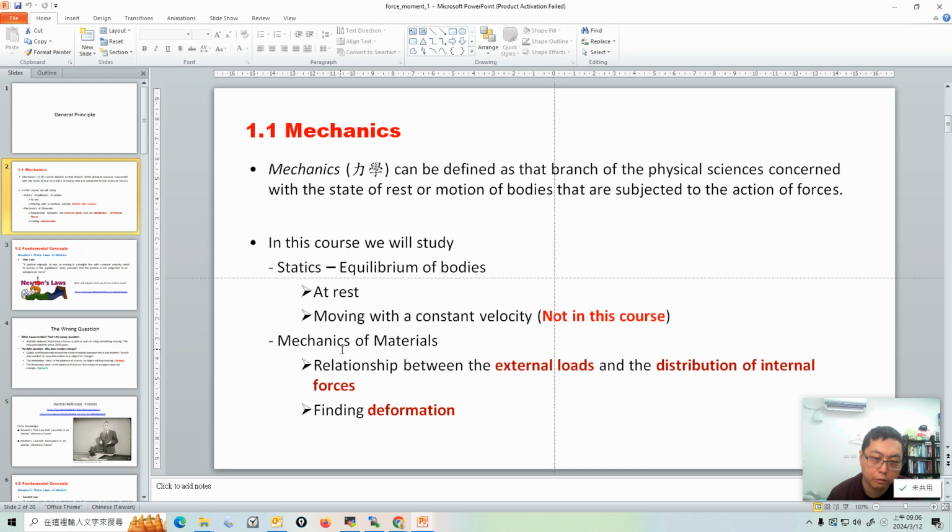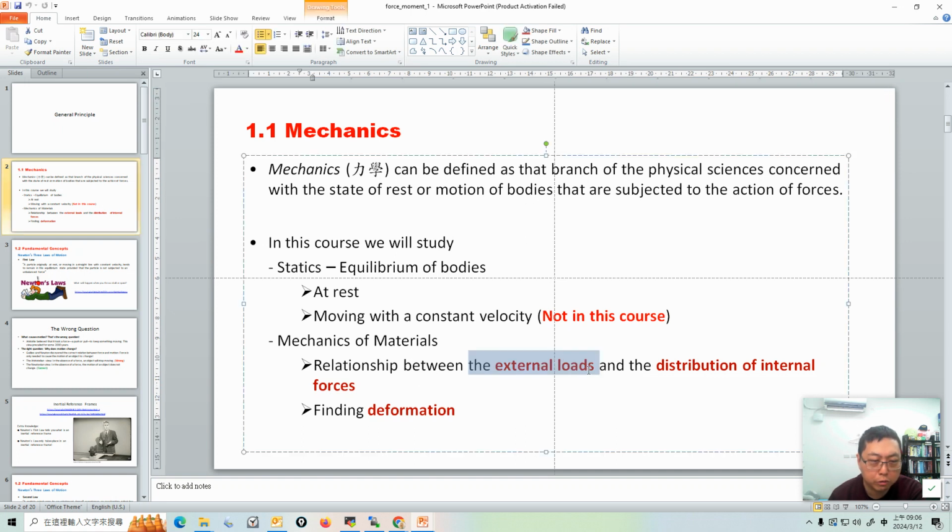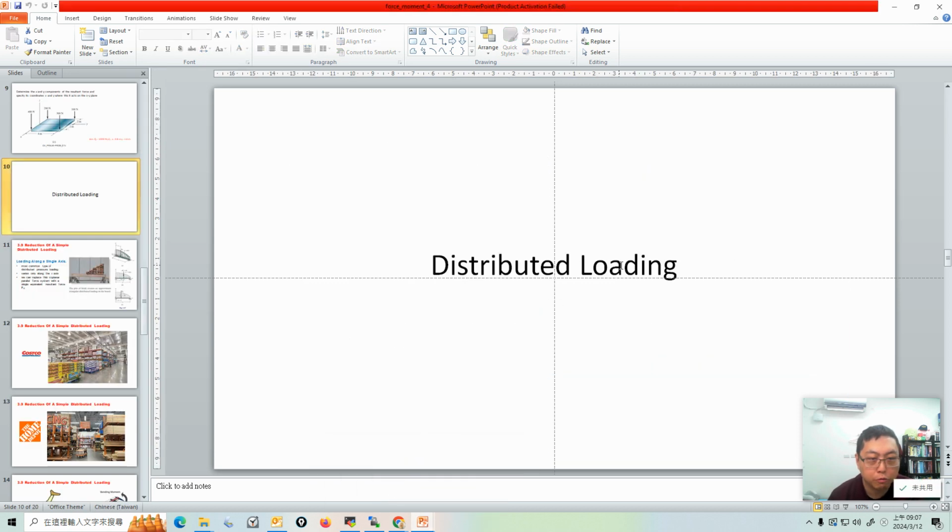The aim of this course is to help you understand the relationship between the external loads and the distribution of internal forces, and also find the deformation. We have a material, and we may apply a lot of external load on the material, and then we want to know the distribution of internal forces and the external load. And among external loads, there is a very special one called distributed loading.